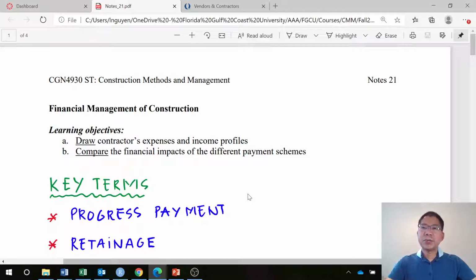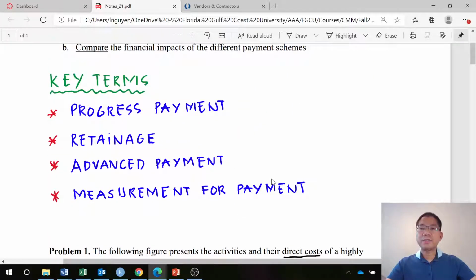Today's lesson, we learn financial management of construction, and we have two learning objectives: draw the contractor expenses and income profiles with different times of progress and advance payments, and compare the financial impacts of the different payment schemes, just say advance payment or no advance payments, and also the effect of the interest on the contractor profit and the expenses and income. The key term that we address today is, as you can see, the progress payment.